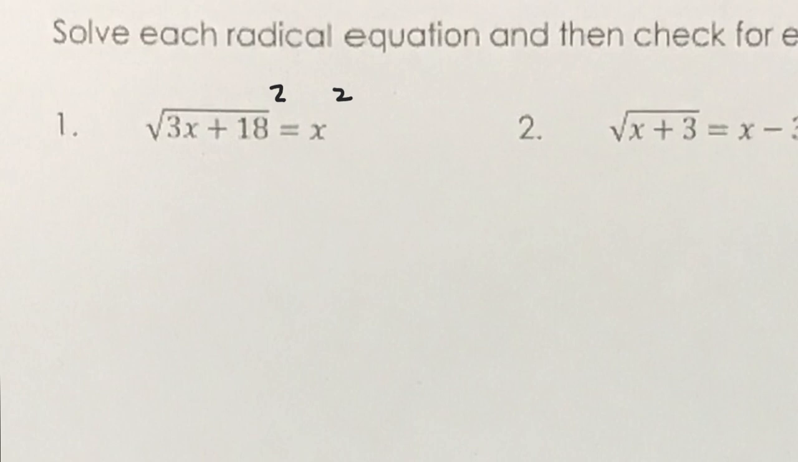Okay, so we're getting rid of a radical. You want to square both sides. Okay, so that gets rid of this. The radical and the square are gone. And we have 3x plus 18 equals x squared.